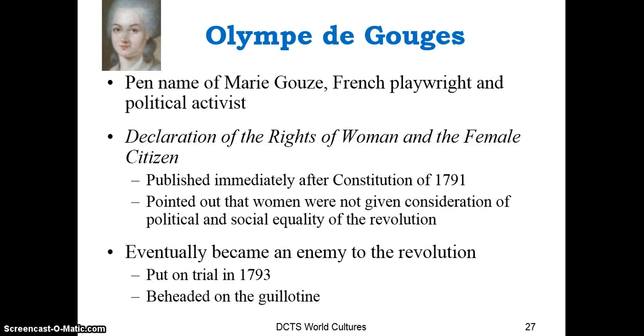Olympe de Gouges, pen name of Marie Gouges, French playwright and political activist. Her Declaration of the Rights of Women and the Female Citizen, published immediately after the Constitution in 1791, pointed out that women were not given consideration of political and social equality in the Revolution. She eventually became an enemy of the Revolution, was put on trial, and like many enemies of the Revolution, she was guillotined for her beliefs.